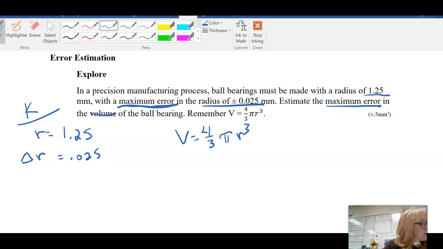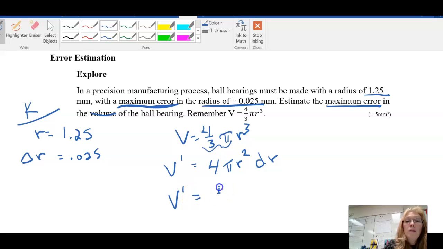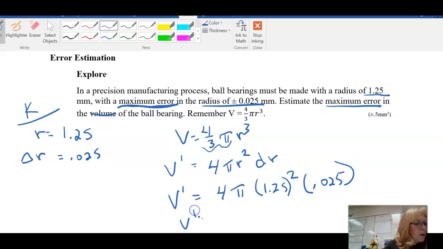So what we have to do is do our first derivative. So the first derivative of volume. Now this here's just a number, right? So you multiply by 3. So we get 4 pi r squared times the error. Now we just plug in our things. So the change in the volume is equal to 4 pi, r is 1.25, and my change in r is 0.025. Plug that in your calculator and your volume could be off by 0.4909. Let's look here, and we had millimeters, so volume is millimeters cubed.